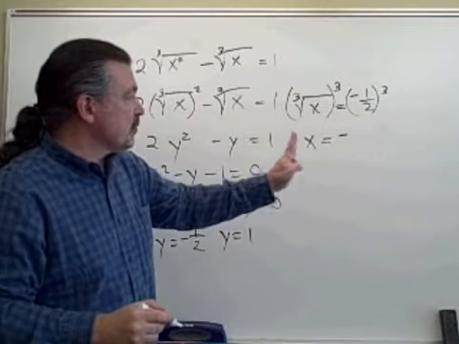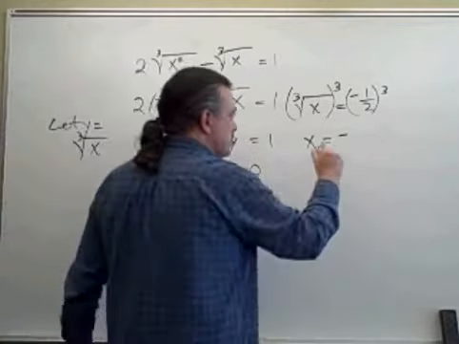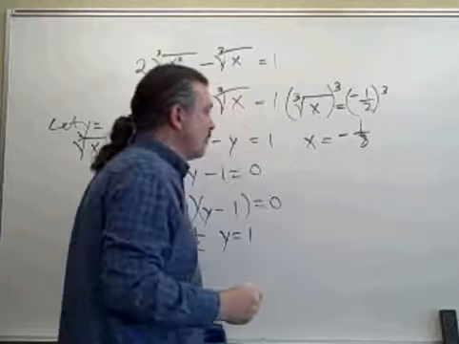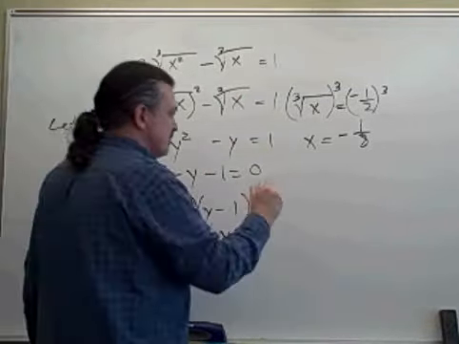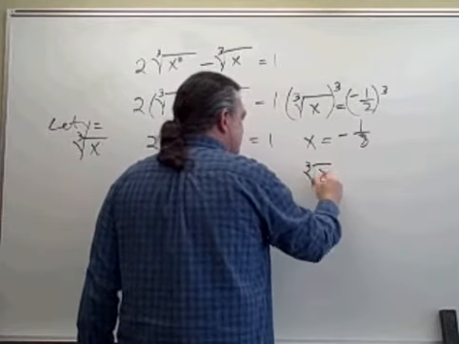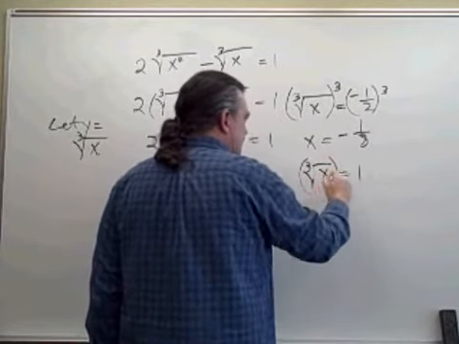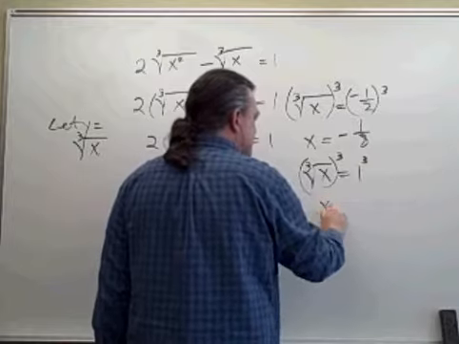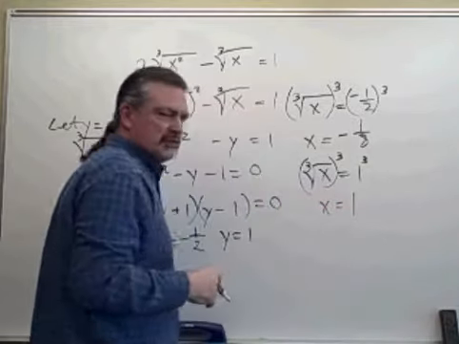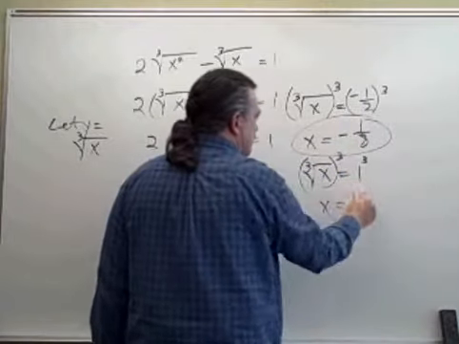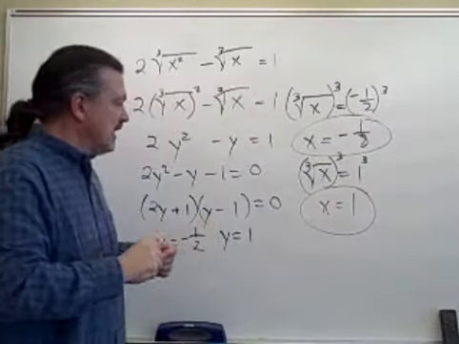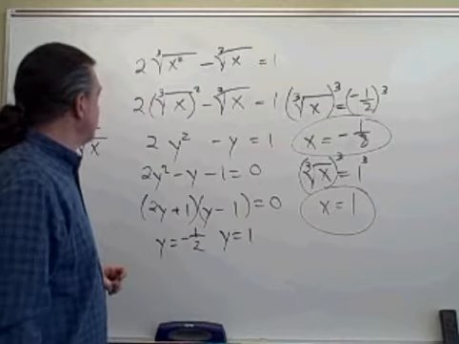1/2 times 1/2 is 1/4. 1/4 times 1/2 is 1/8. So one of our solutions is x equals negative 1/8. Let's take the other one. So the cube root of x equals 1. So when I cube both sides, I get x equals 1, because 1 to the third power is just 1. So our two solutions to that original equation that we found are 1 and negative 1/8.